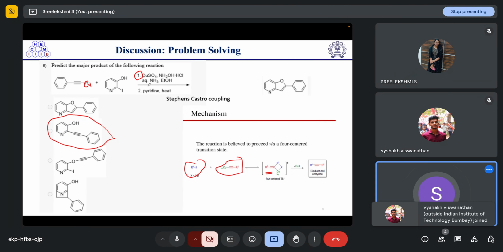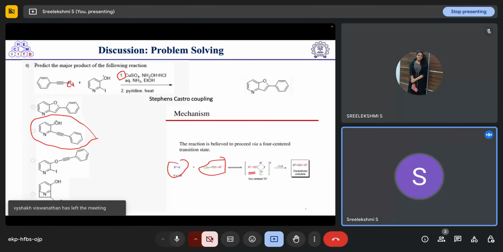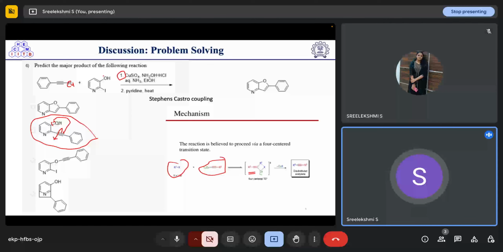But in the second step, since they are treating with pyridine under heating condition, what will happen is that the pyridine will take up this hydroxyl proton. So here this negative charge will be formed, and that negative charge will be attacking over this alkene center. 1, 2, 3, 4, 5, a five-membered ring will be formed, and this will get quenched upon workup or by the proton source. So that is basically happening here. So the correct answer here will be option A, not option B. Since they are treating with pyridine under heating condition, this will be formed. That is, option A will be the correct answer.